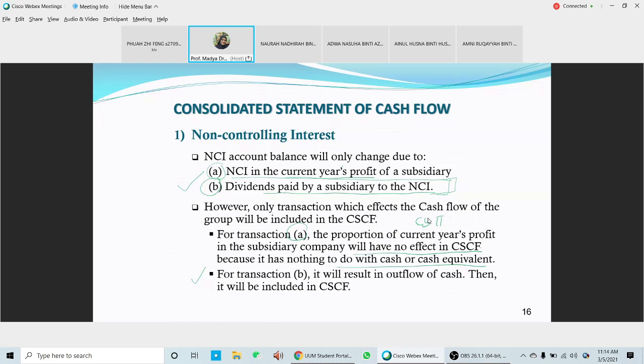Okay, so for transaction B, when there is a dividend paid by the subsidiary, it is going to result in an outflow of cash, because the dividend paid by the subsidiary is going to be included in the consolidated statement of cash flow. So only item B. Once paid by the subsidiary, it is going to be paid using cash, so it's going to involve cash. So we include it as a part of the statement of cash flow. So remember that the cash flow statement is anything that relates to cash. If there is no cash effect, this is not a part of your statement of cash flow.